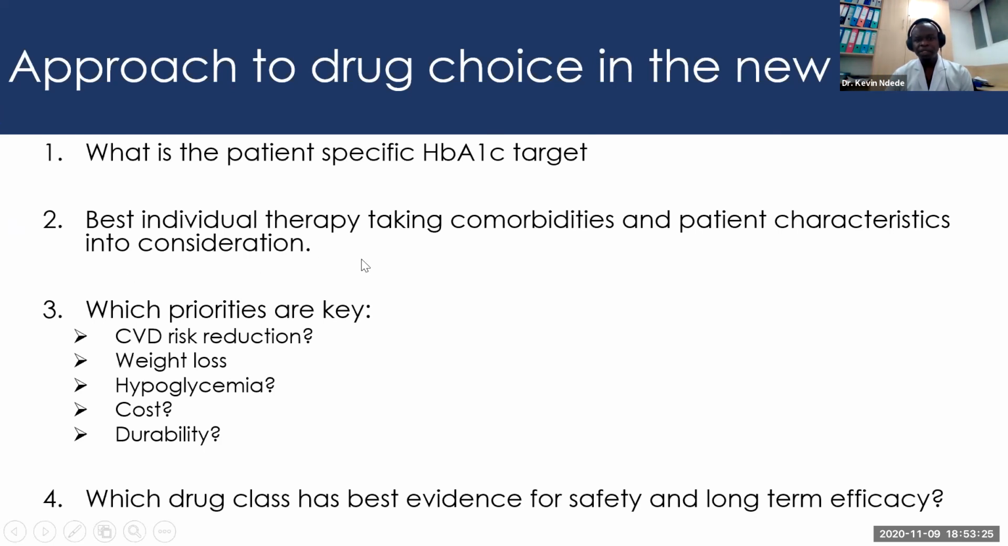Then we look for the best individual therapy, taking comorbidities into consideration. We also want to prioritize. Do we want CVD risk reduction? Is weight an issue? Is hypoglycemia an issue? Can the patient afford the treatment? And what's the durability of the treatment? And then the last point is that we need to consider the drug class that has the best evidence for safety and long-term efficacy.